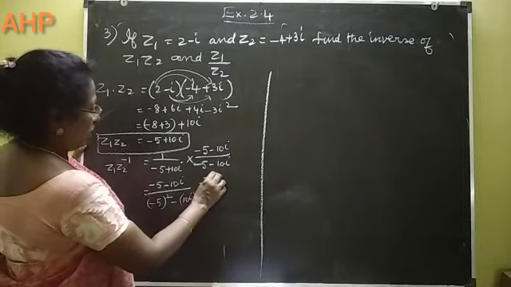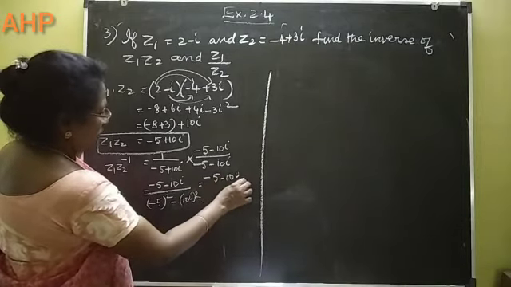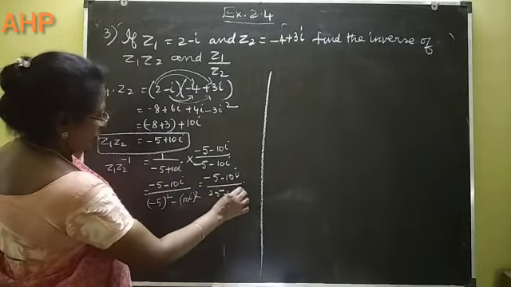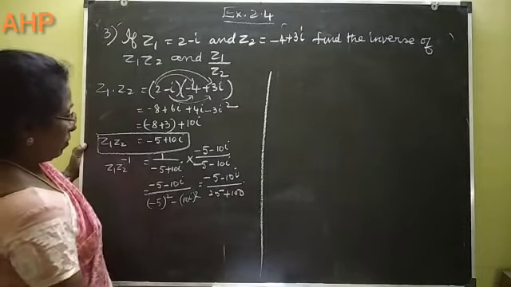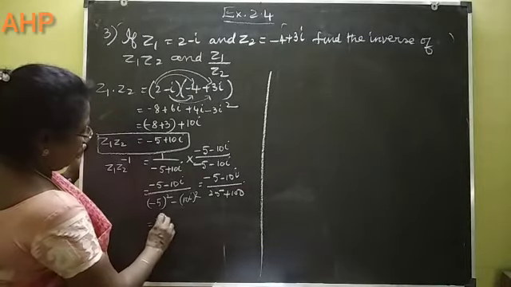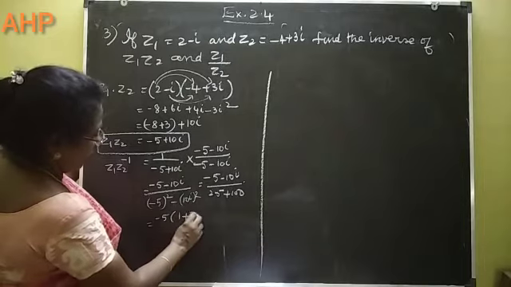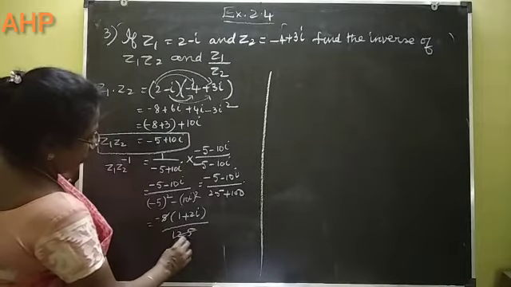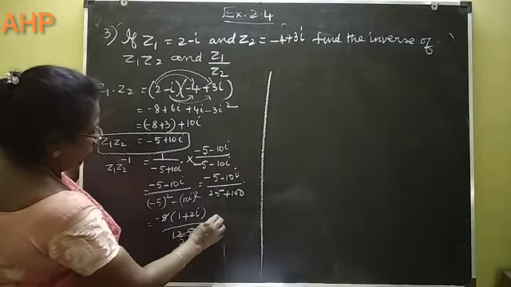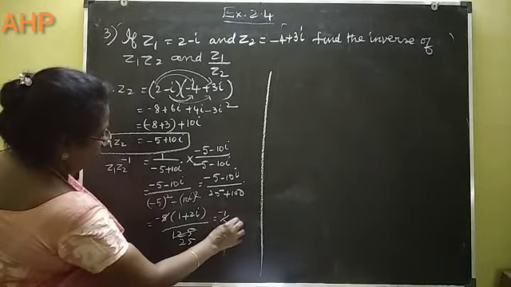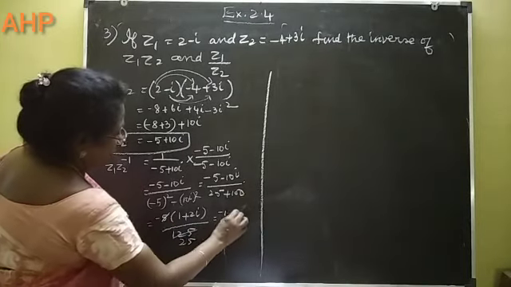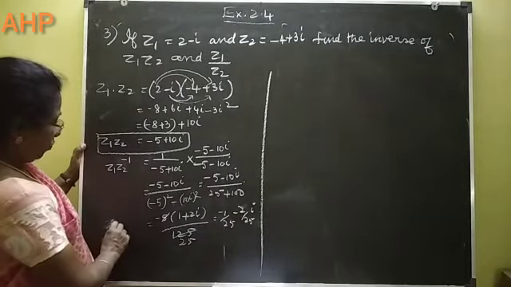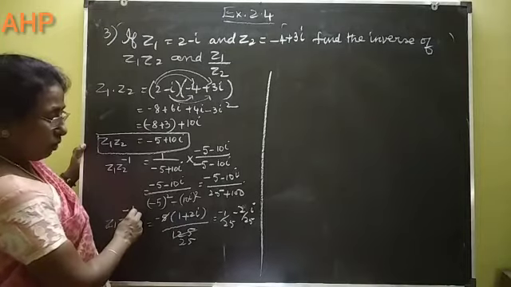So this is minus 5 minus 10i divided by minus 5 the whole square minus 10i the whole square, that is 25 plus 100. So this is equal to minus 5 if you take outside, 1 plus 2i divided by 125. So 125 goes here 25 times. Therefore minus 1 by 25 plus minus 2 by 25 i. So this is the answer for the inverse of z1 z2.